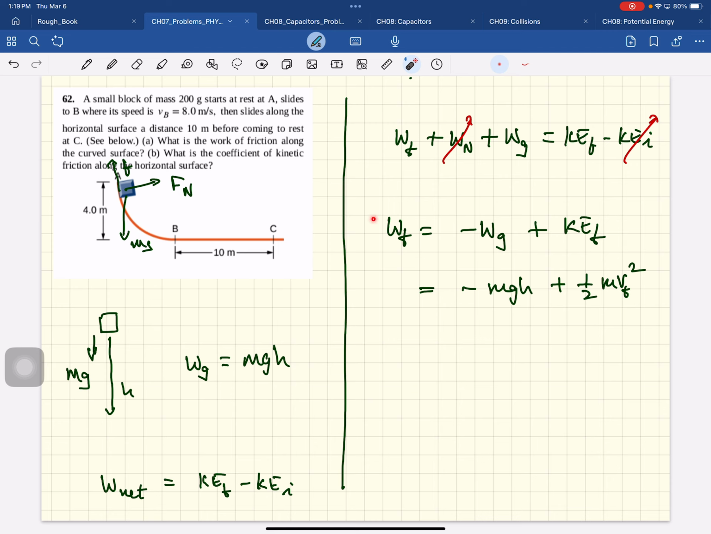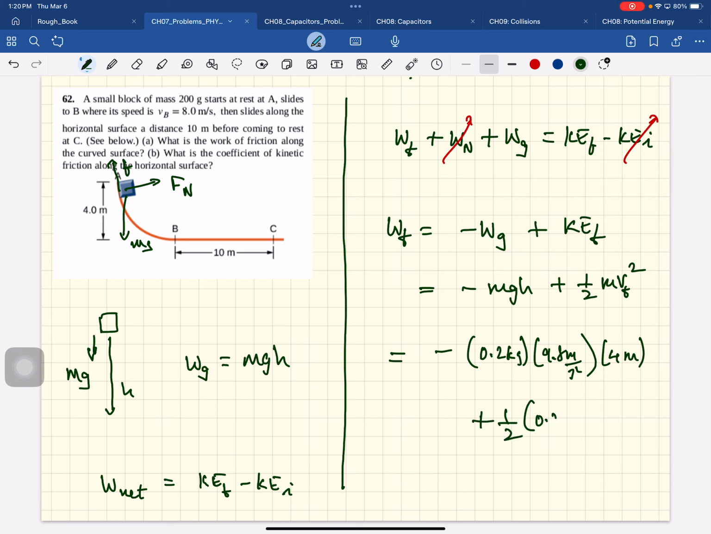What kind of work does friction do? Positive, negative, 0? No. Friction forces always do negative work, so this had better come out negative. So minus 0.2 kg, 9.8 meters per second squared. It fell 4 meters. Final kinetic energy is 1.2 kg and 8 meters per second.